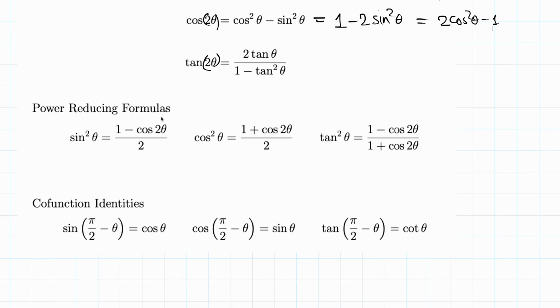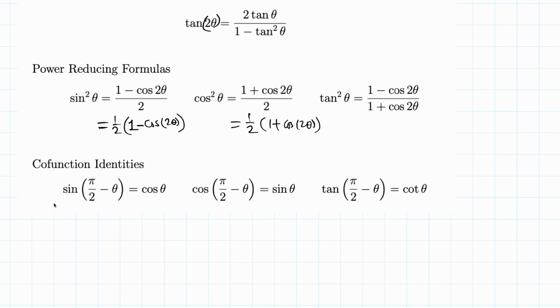Now we have power reducing formulas. These are used in integration. So sine squared, we cannot integrate it directly. So it's 1 minus cosine 2 theta over 2, or a lot of times it's written as 1/2 times 1 minus cosine 2 theta. These are the same algebraic expression. And in the same way, cosine squared theta is 1/2 times 1 plus cosine 2 theta. If you notice, for sine squared we got negative, for cosine squared we got positive. Tangent squared is just a ratio, rarely used.